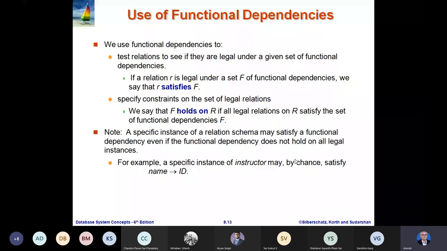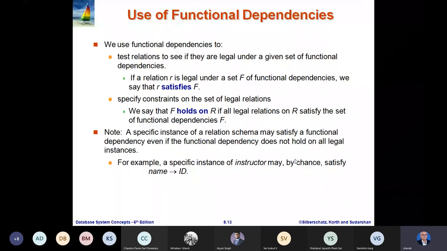That means that we say that F holds on R if all legal relations on R satisfy the set of FDs F. So from this schema R, if we form different relations lowercase r, all such legal relations will have to satisfy this set F of functional dependencies. It needs to be noted that a specific instance of a relation schema may satisfy an FD even if the FD does not hold on all legal instances. So we will not consider that particular relation on that schema to be satisfying that FD.